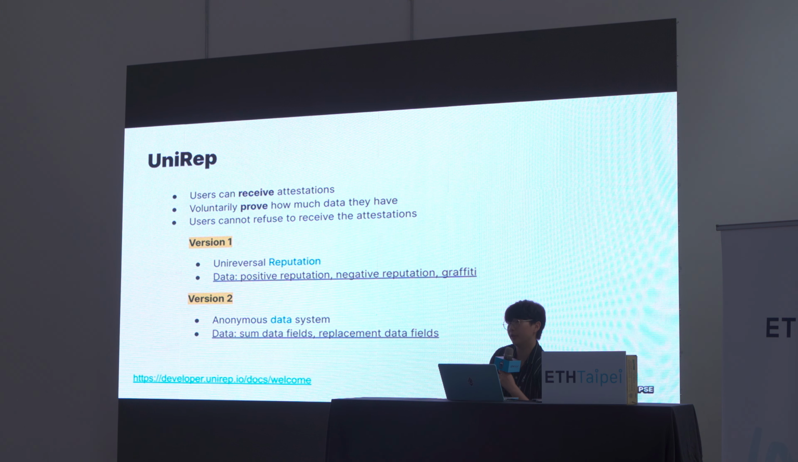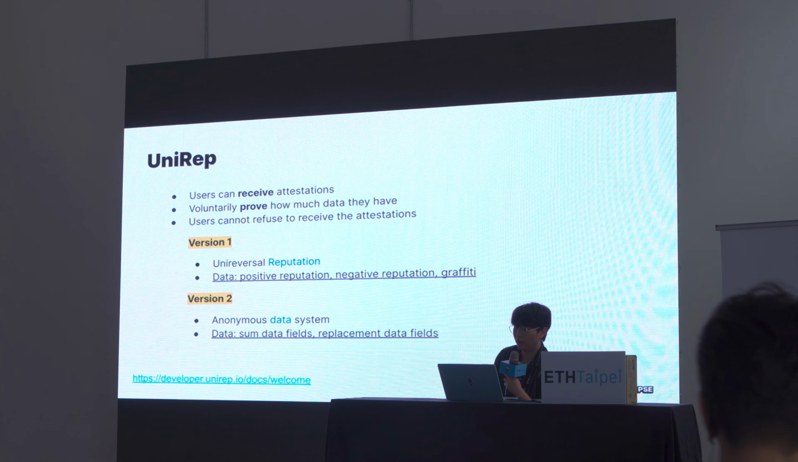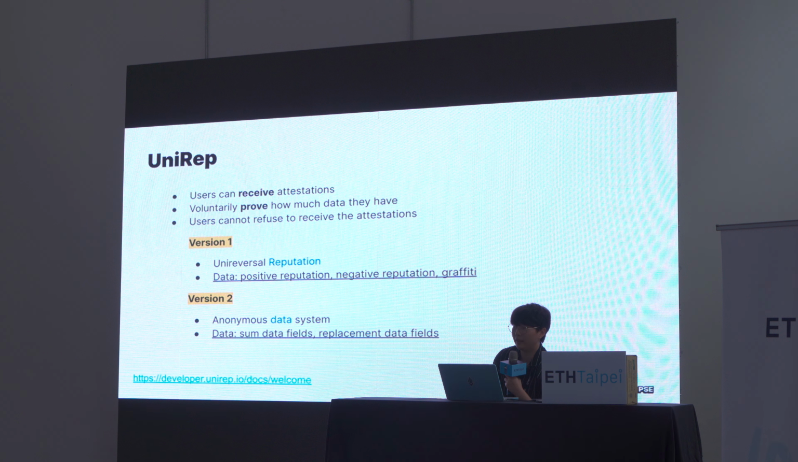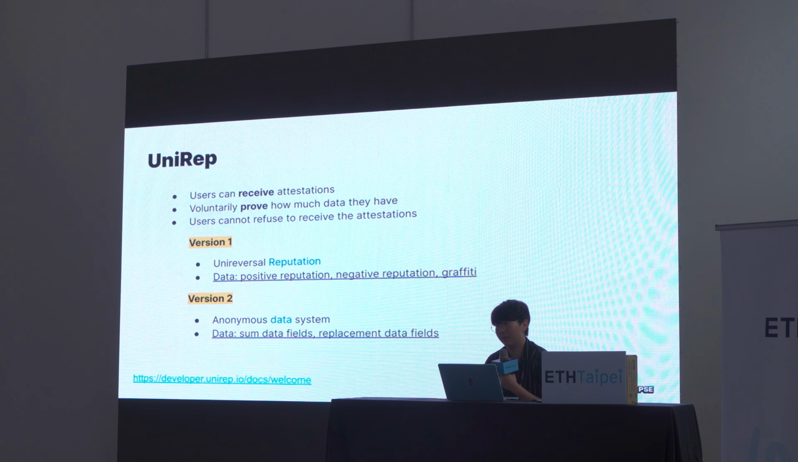For Unirep version 1, we defined it as a reputation system. So there is only positive reputation and negative reputation, and there is a data field, which we call graffiti, that can store any kind of data. Then in version 2, we wanted it to be more general, so we call it data. There are two data fields: the first is the summation data field, and the second is the replacement data field. I will explain these two data fields later.